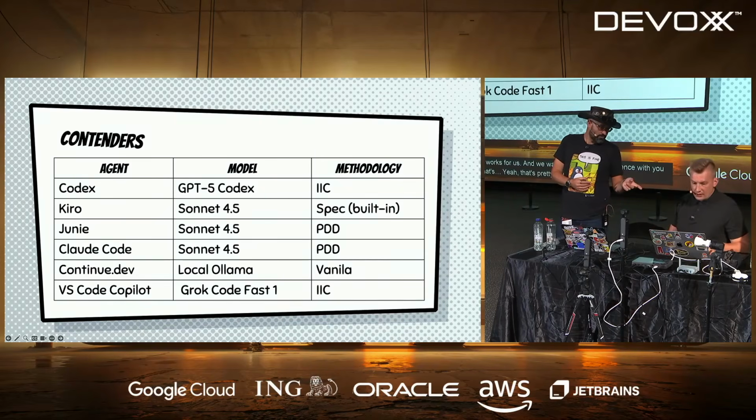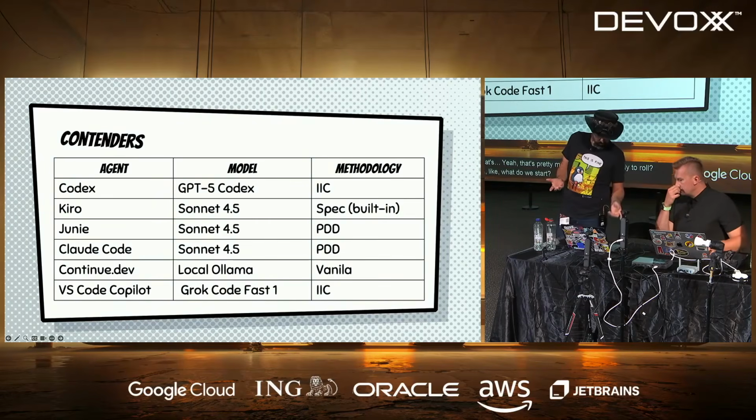Okay, you ready to roll? What do you want to start with? You want to start with Claude Code? You want to start with Juni? I'm going to start with Juni probably. With Juni. Yeah. All right, go for it.